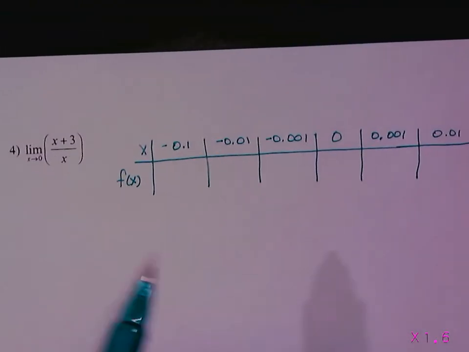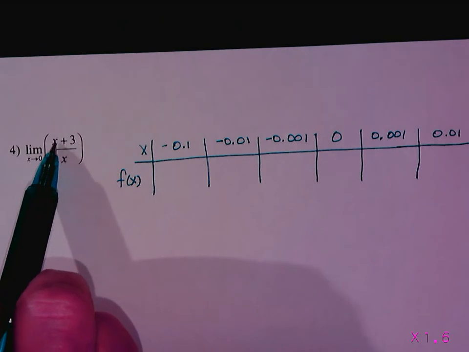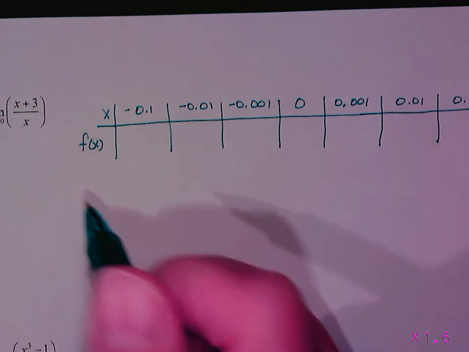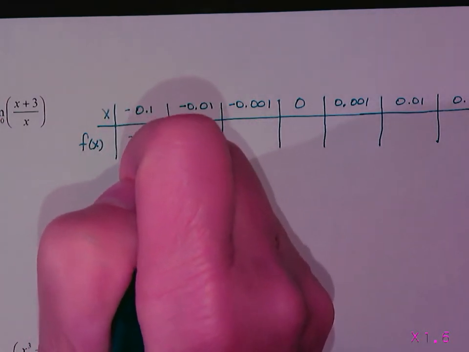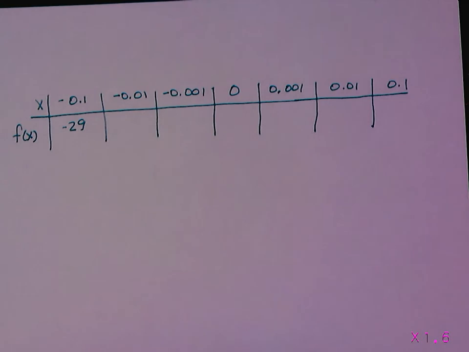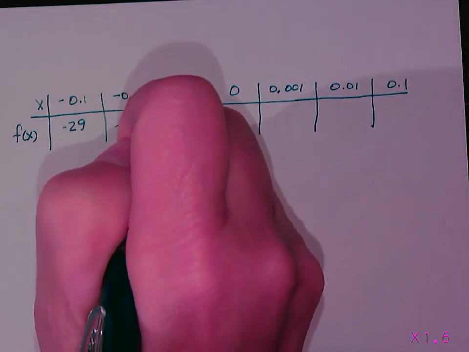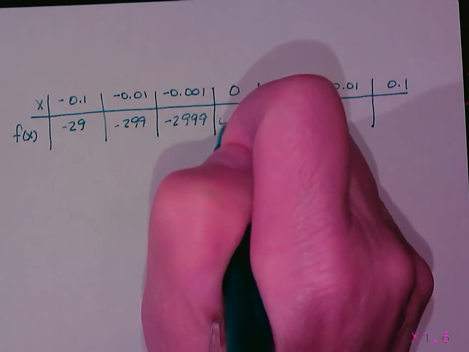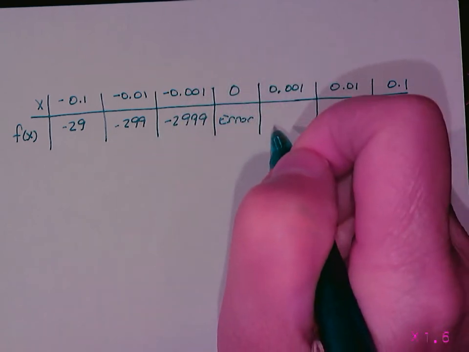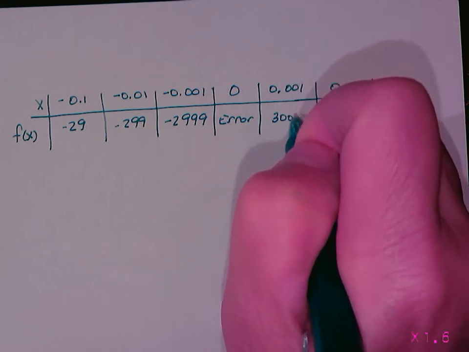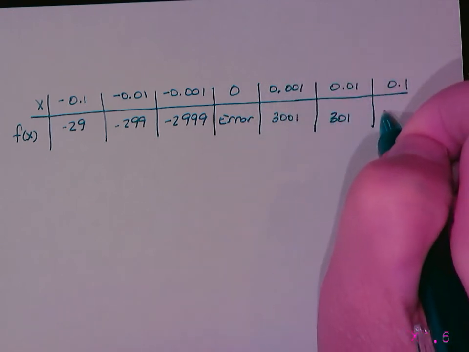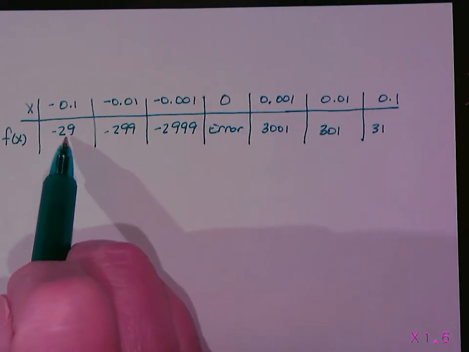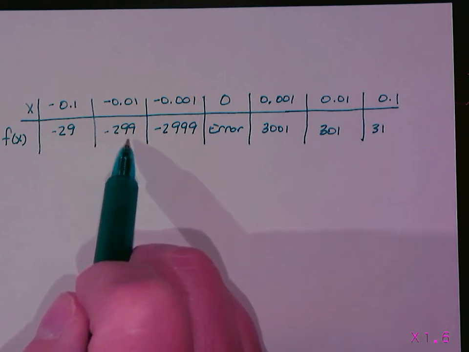When I plug in my calculator negative 0.1 in for x here and x here, the number I'm going to get is going to be negative 29. Next I get negative 299. Then negative 2,999. At 0 I get an error. I get 3,001, 301, and 31. This is different from all the other problems. This is negative. These are larger negatives. These are going towards negative infinity.